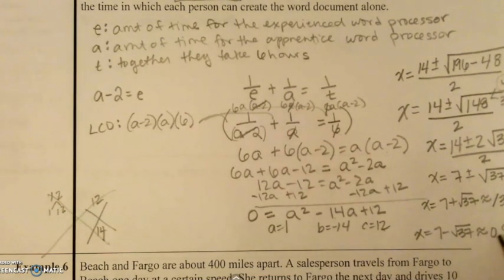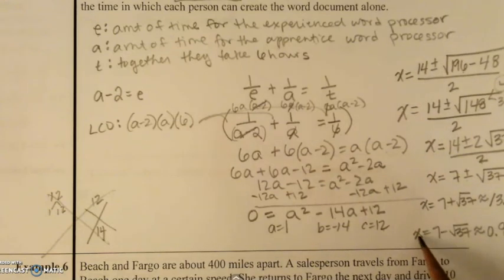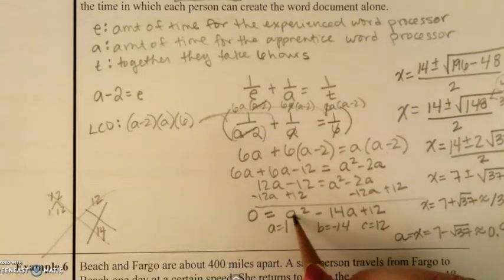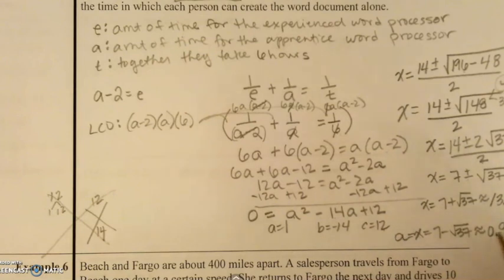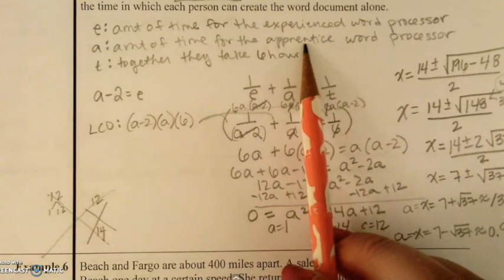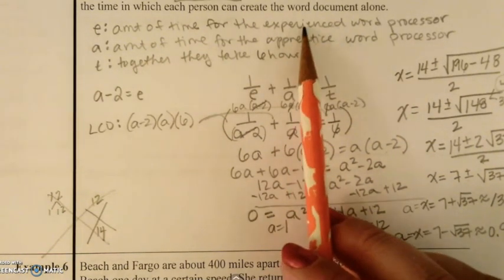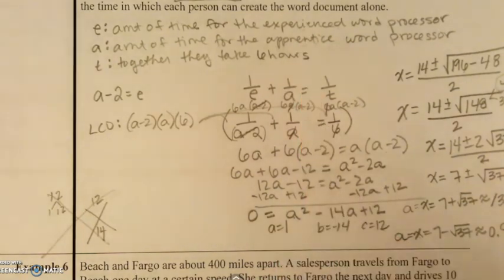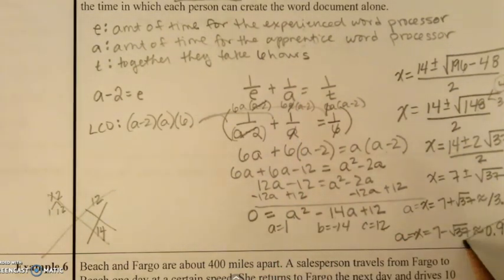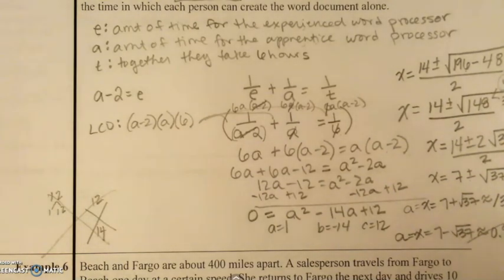Okay, well, let's go back and look at what this answer means. X is the variable that we had in our quadratic equation, so really x is a, because that's the variable in our quadratic equation. So can a be 0.9 or can a be 13.1? Well, a is the amount of time that it takes for the apprentice, and the apprentice takes 2 hours longer than the experienced word processor. So it can't be 0.9 because there isn't an amount of time that's 2 hours slower than that. It would have to take the experienced word processor a negative amount of time.